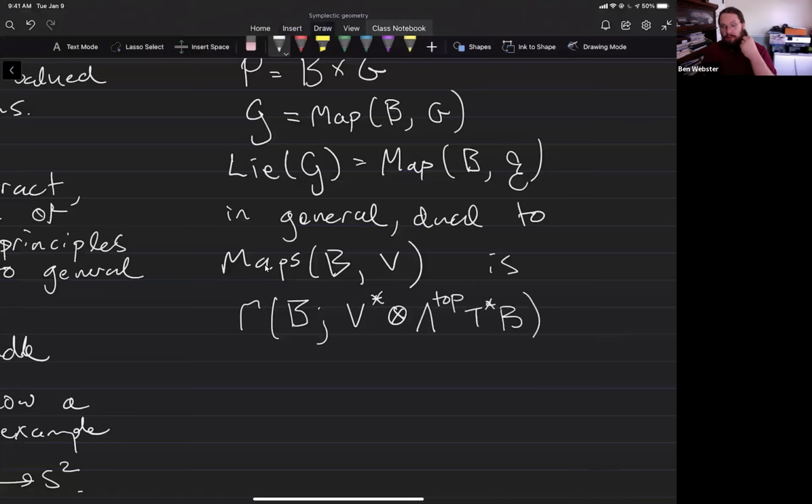So the top wedge power of the cotangent bundle, sections of that are top forms, and I can integrate those over the manifold, right? If I wanted to get fancy about this, I would have to say, oh no, I don't want maps from B to V that are smooth. I want L2, right? I want to take the smooth maps and give those some sort of norm and take the L2 completion.